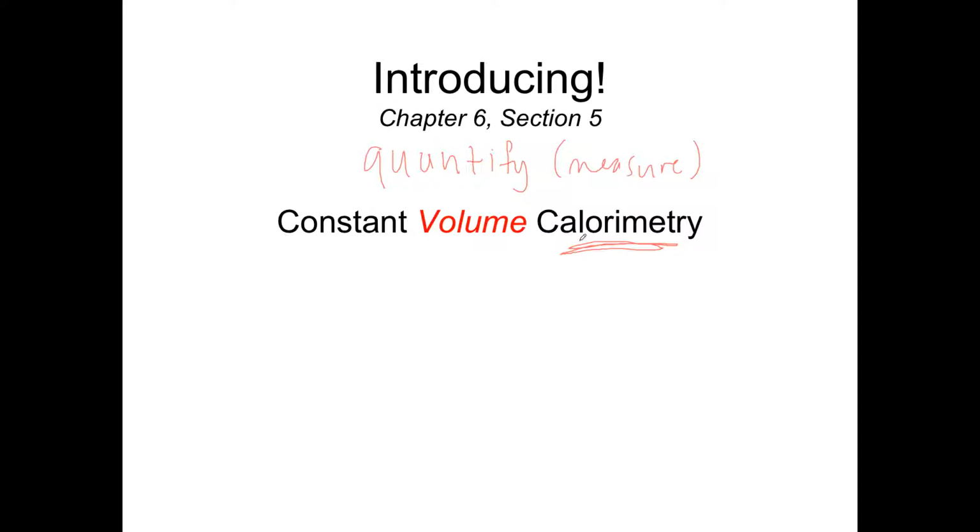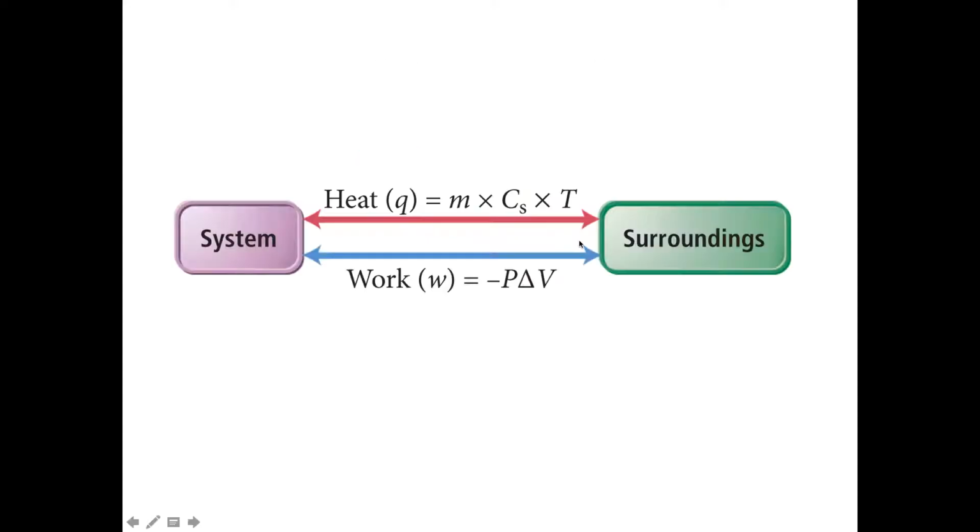And the first kind of calorimeter we're going to consider is something that will help us do a constant volume measurement. So let's think about what that means.